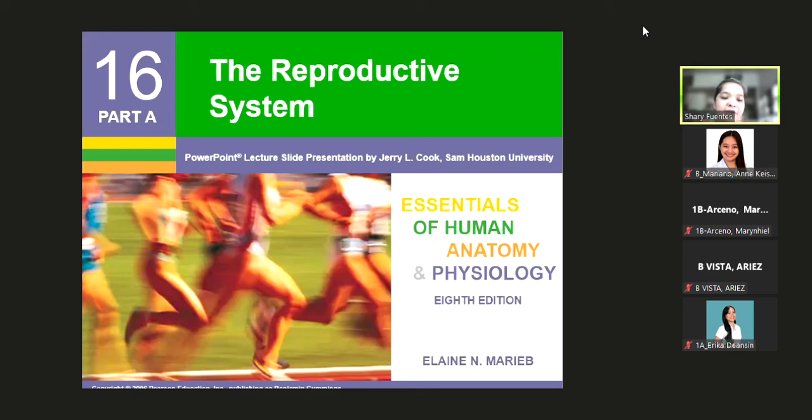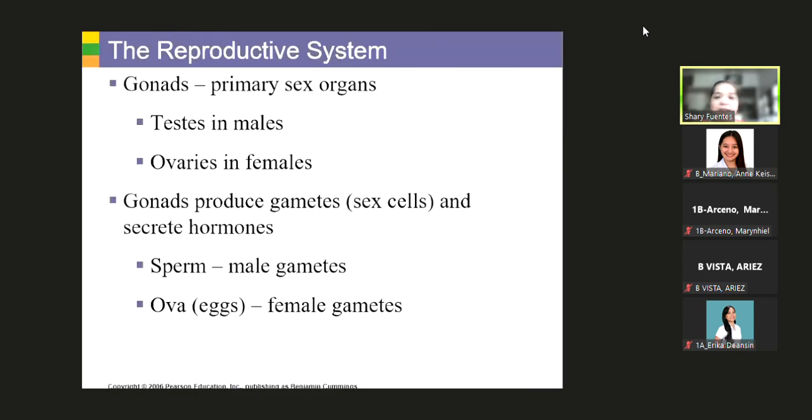So let's have the reproductive system. Okay, so reproductive system, this involves the gonads. That's a primary sex organ. So this involves, kung sa lalaki, it's the testis. Kung sa babae, it's the ovaries.